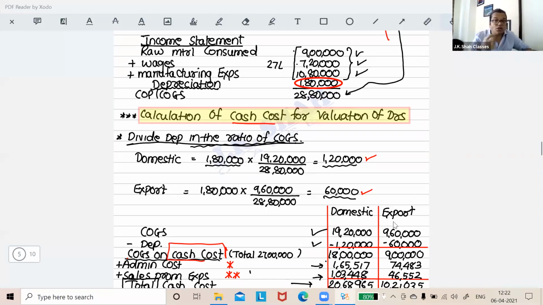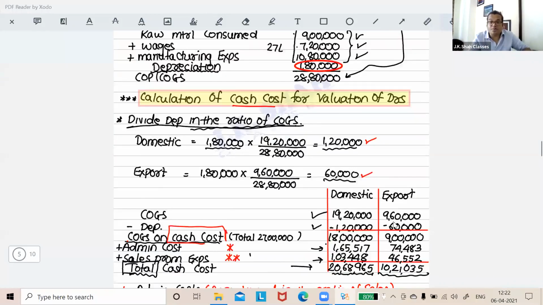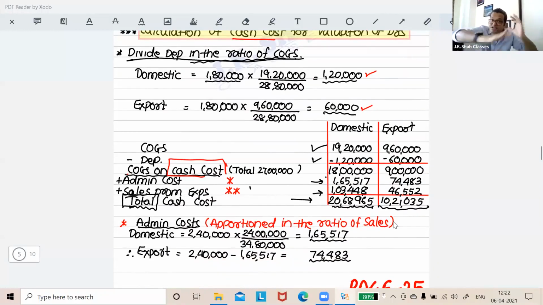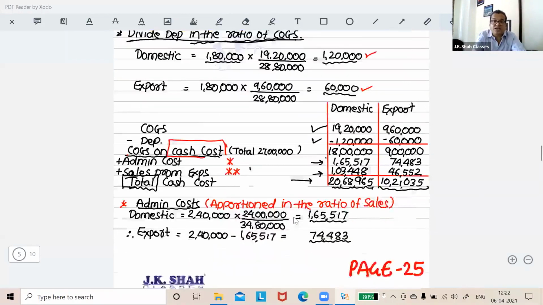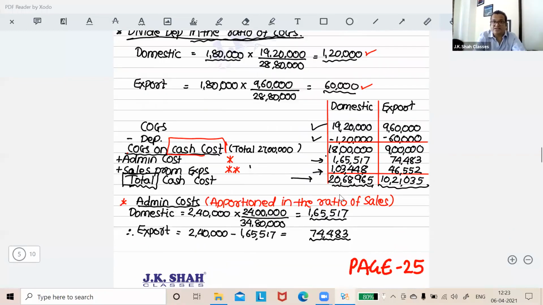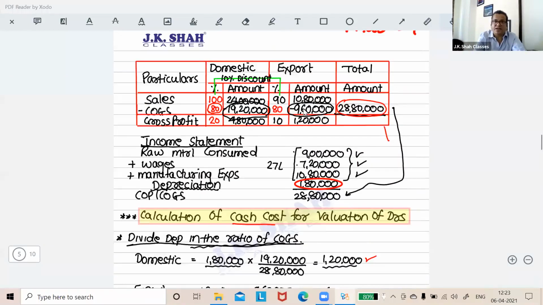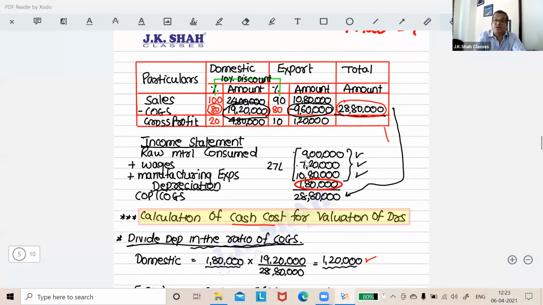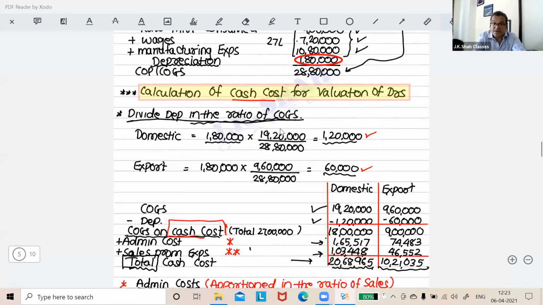But that's not all. One more very, very important point. What is that? See, other than COGS, there are some costs which are below COGS. I mean to say they are part of P&L. They are administration cost and sales cost. When I talk about cash cost, I have to consider everything. So what we have done, see, we have distributed administration cost in the ratio of sales. 24 lakh divided by 34 lakh 80,000. Sales over here is 24 lakh and sales over here is 10 lakh 80,000. So total is 3480. So we divided it in that ratio.